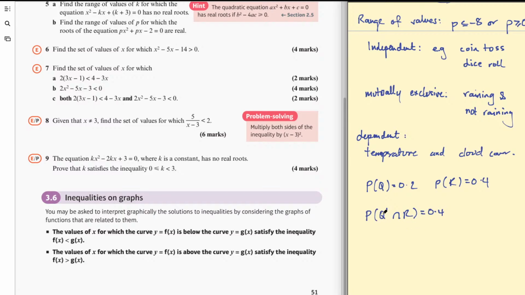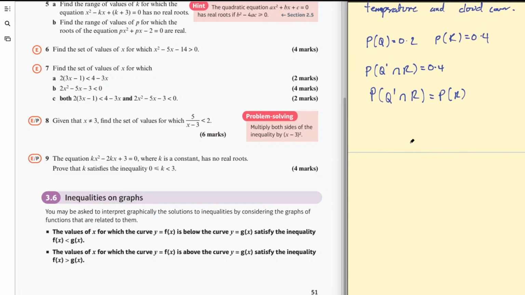Yeah, so this is saying the probability of not Q intersect R is 0.4. This is equal to P(R). So we can say the probability of the complement of Q intersect R is equal to the probability of R. Therefore, I'm thinking that they are mutually exclusive. I don't know if you have the answer or not. That would be my answer.